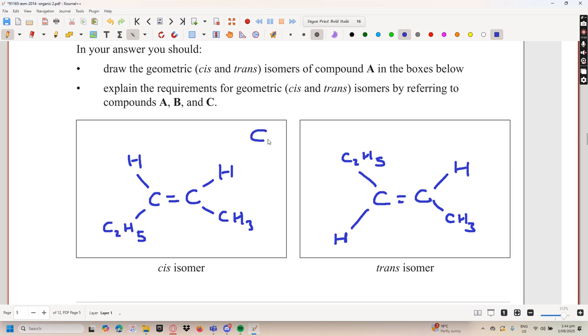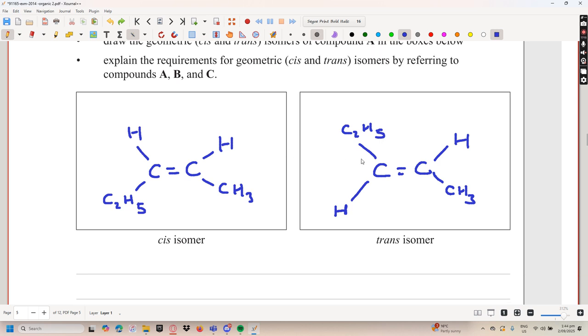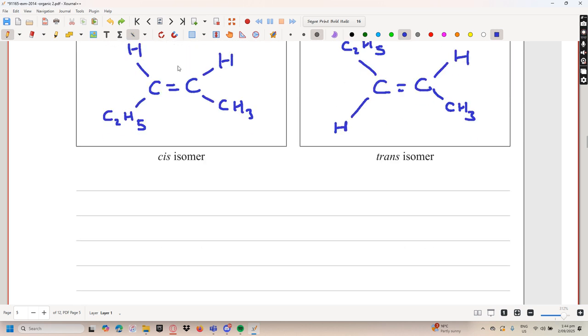Conversely, if you just had something like a single-bonded chain, all of these groups can spin and rotate and do whatever they want, so there are no two distinct structures. Right, okay. So the requirements for cis-trans isomers.